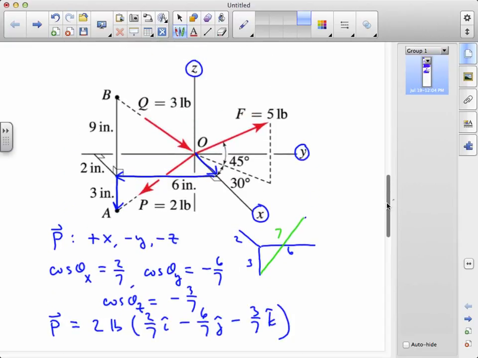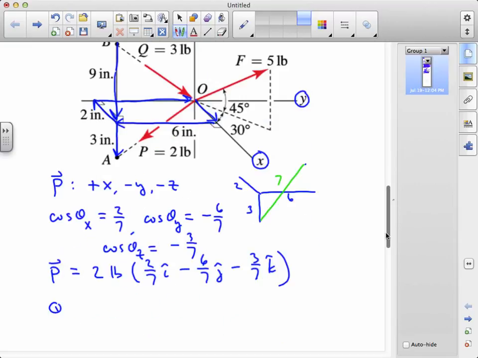Come back up and take a look at Q. Now, the head of Q is at the origin, and the direction of Q is from B to O. If we want a description of Q from tail to head, we're going to have a negative component in z, and then a negative component in x, and a positive component in y. So for Q, that was a negative component in x, a positive component in y, and a negative component in z.